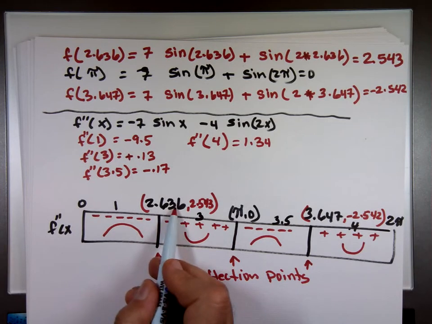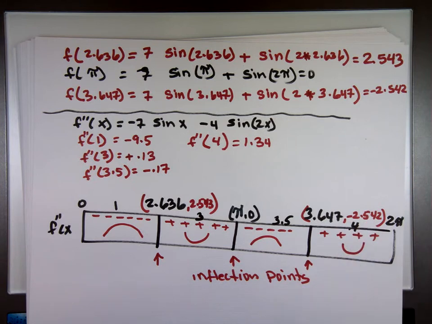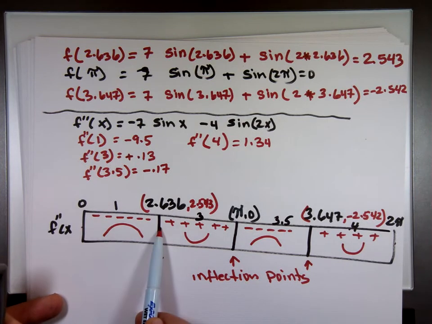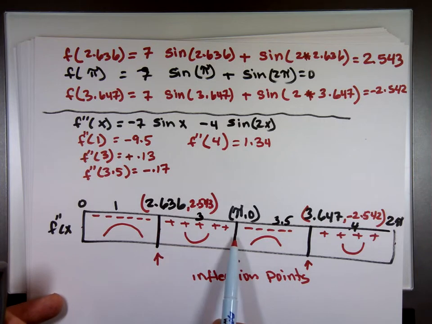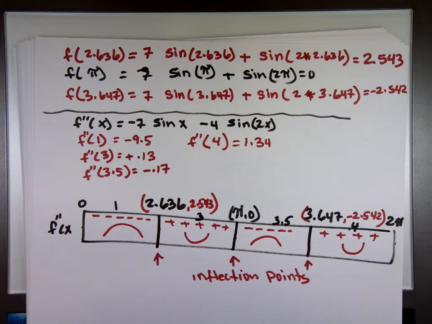The inflection points are 2.636 and 2.54, pi and 0, and 3.647 and negative 2.542. 3 points. Concave upward, from where to where? From 2.636 to pi, not including these numbers, union from 3.647 to 2 pi. Concave downward, from 0 to 2.636, union from pi to 3.647. And I think we got all the pieces, all inflection points, everything.